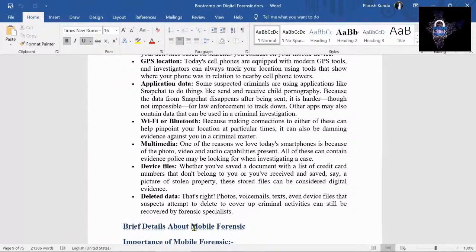Now the device files. Whether you have saved a document with a list of credit card numbers that don't belong to you, or received and saved a picture of stolen property, these stored files can be considered digital evidence. The digital data is the last part. The photos, voicemails, texts, and even the device files that a suspect attempted to delete to cover up the criminal activity can still be recovered by a forensic specialist.